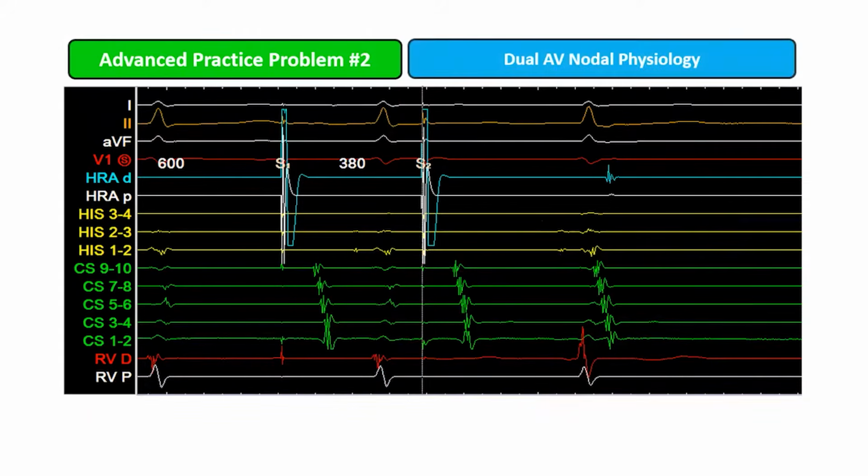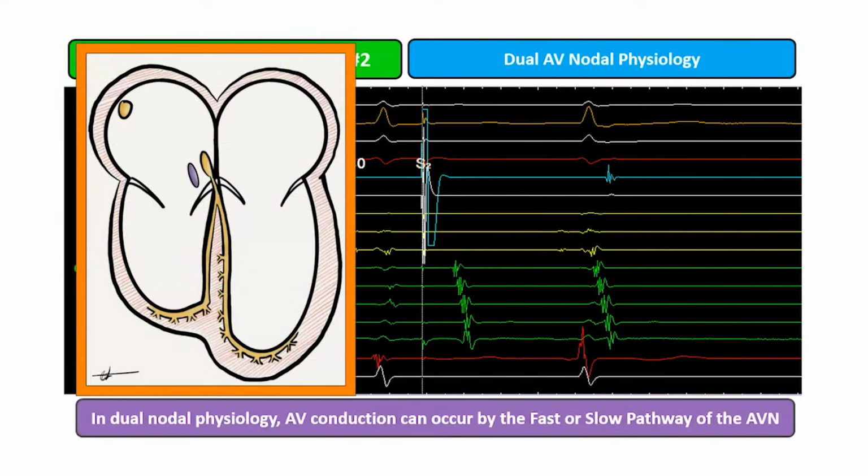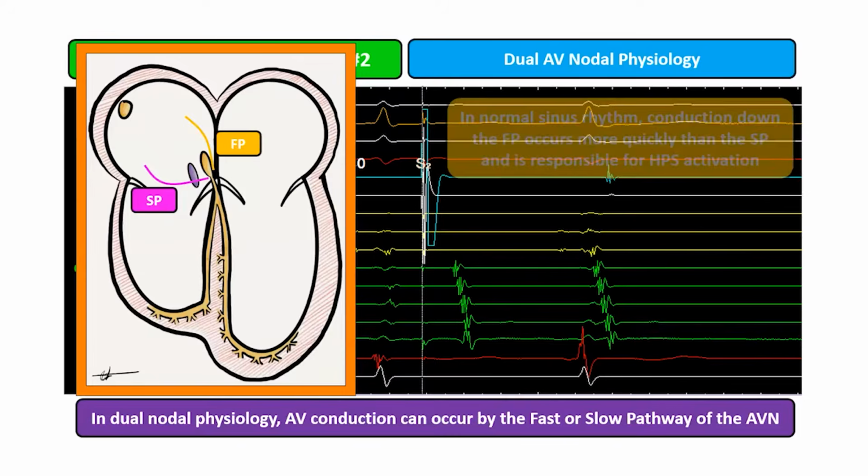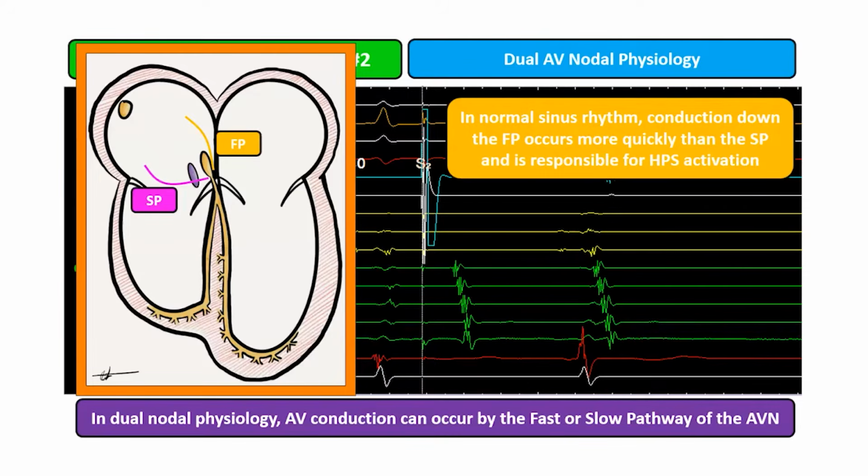Let's take a look at this closer. In dual AV nodal physiology, AV conduction can occur either by the fast pathway or the slow pathway. Here's our fast pathway, and here's our slow pathway. Our fast pathway is located in the region that we typically place the HIS bundle catheter, whereas our slow pathway is typically located more inferiorly in the area of the CS Os. In normal sinus rhythm, conduction down the fast pathway occurs more quickly than the slow pathway, and thus is typically responsible for HIS Purkinje system activation.